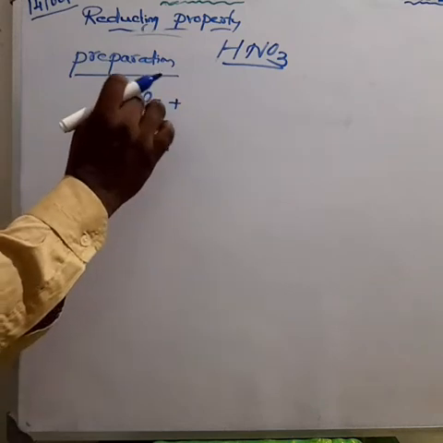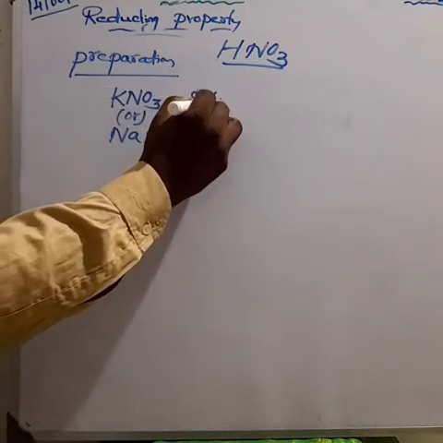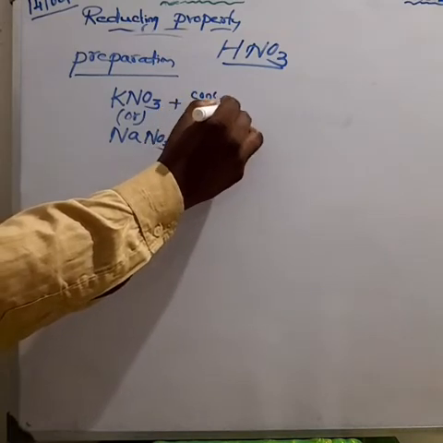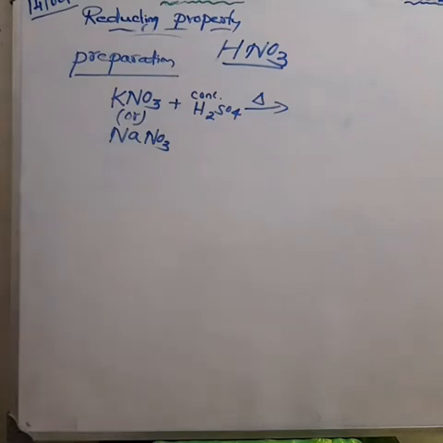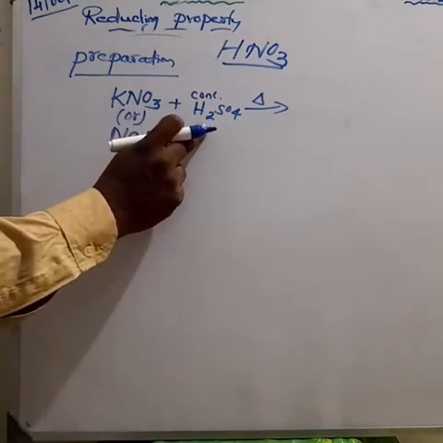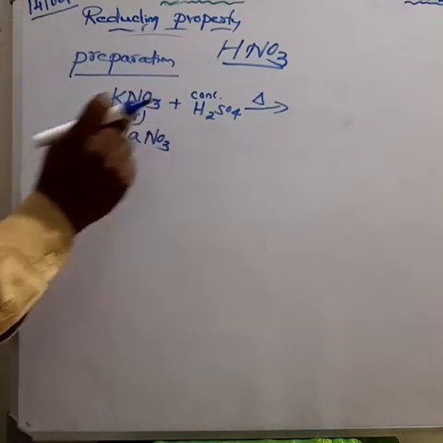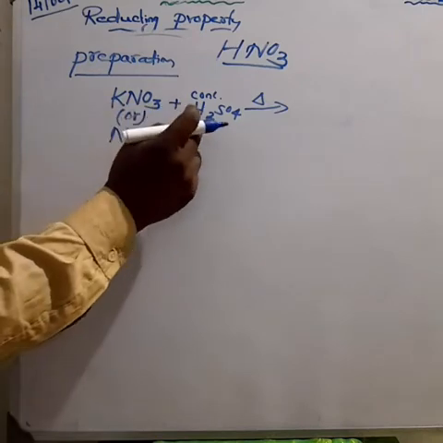I am taking concentrated sulfuric acid. What is the formula? H2SO4. I am heating these two reagents: potassium nitrate and concentrated sulfuric acid in equal amounts. So what is happening here?